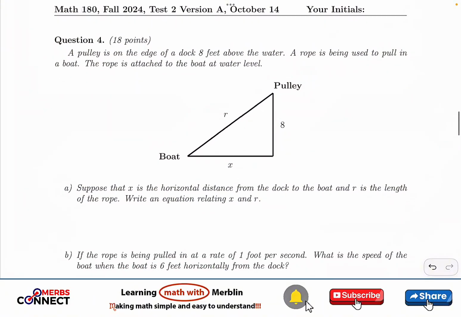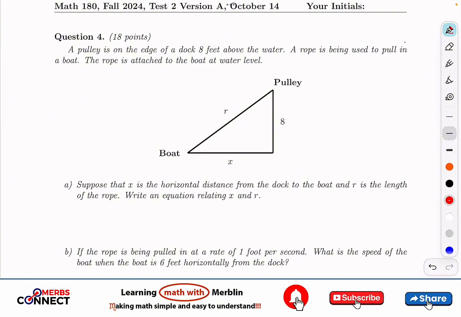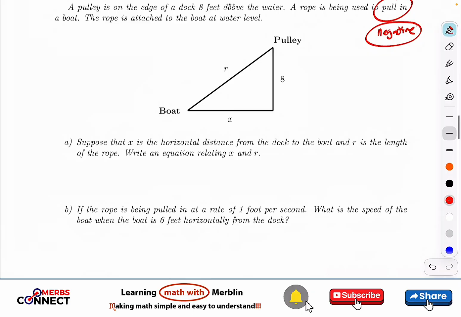All right, let's look at the next question here. I think this one we are lucky enough, and they've drawn this one for us already, so we don't have much to do, right? So we have the 8 feet, which is already given here, and the rope is being used to pull in. This pull in here is a very strange word, right? So you need to think about negative something. Pull in. So now let's go ahead and see what we can do here.